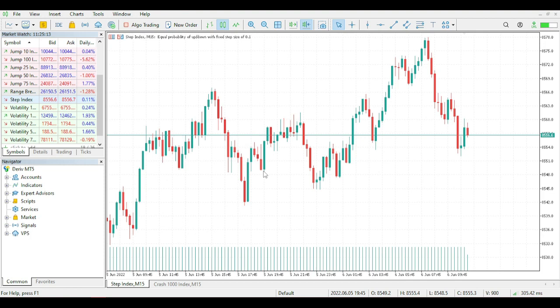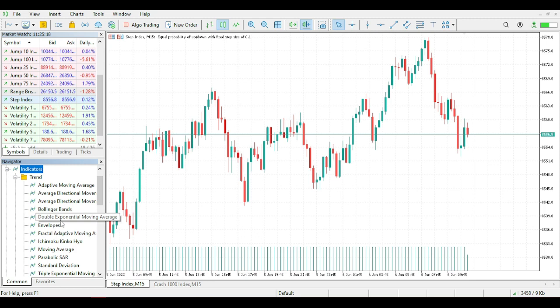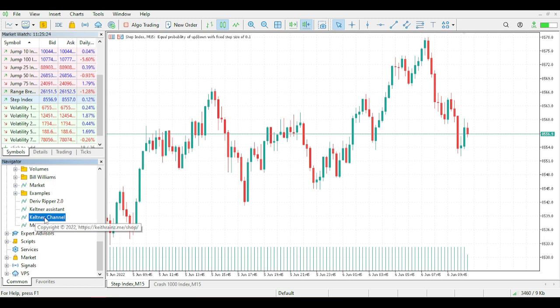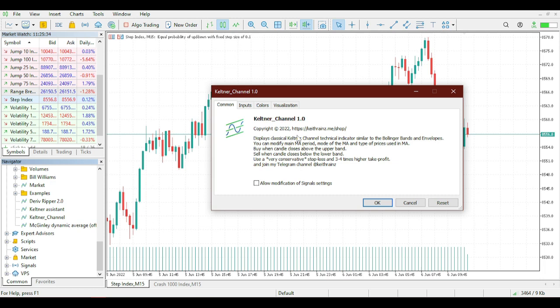What I'm going to do is click on the plus icon on the indicators, and it's going to drop down. I'm going to scroll down, and here is the Keltner Channel indicator. I'm going to drag it to the chart, and you can see that it displays the Keltner Channel indicator. You buy when the candle closes above the upper band and sell when the candle closes below the band.